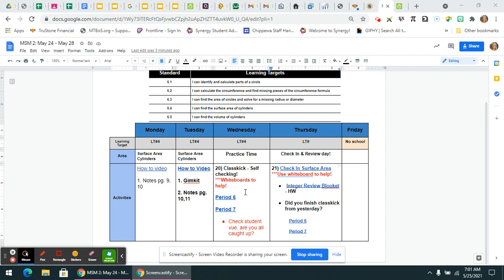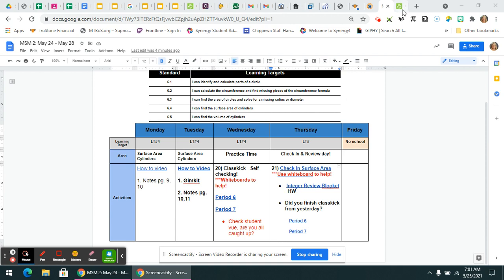Now it's going to be very important that you've got your whiteboards near you. Your whiteboards, grab a towel, you've got your markers, because you're going to be doing a lot of calculating, which means you need a calculator as well. Okay, so get yourself all set up so that you are ready to roll for this class kick.